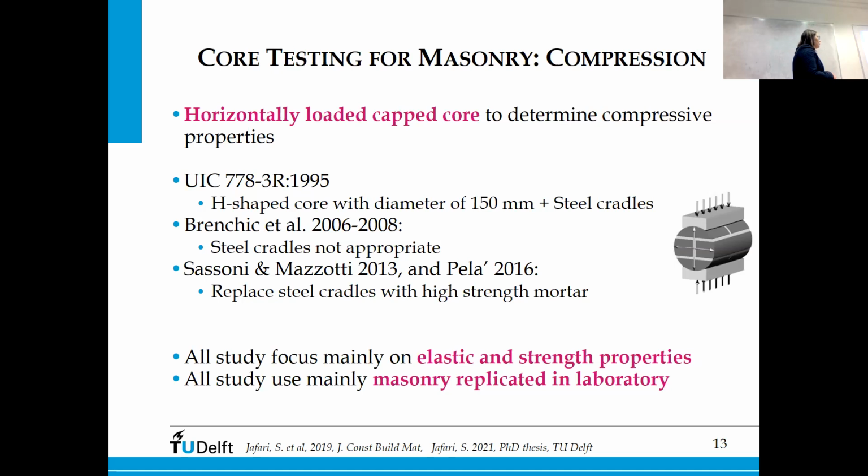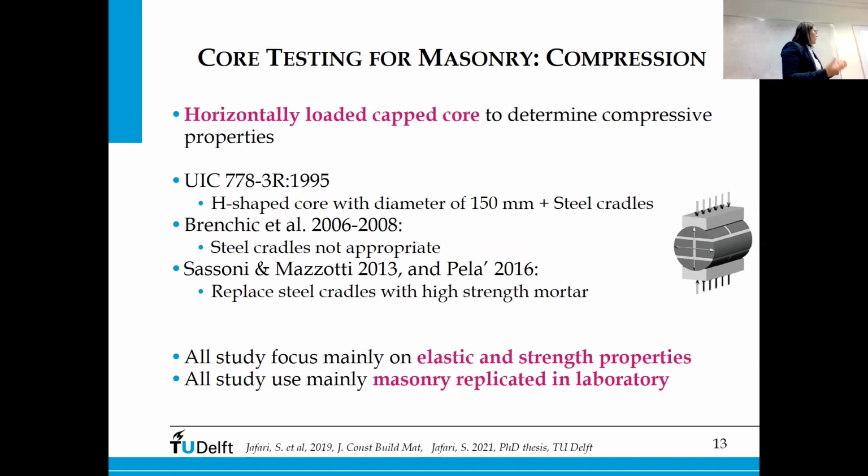And then we tried to do two types of tests. The first one was on compression. The difference when taking a core from masonry or from other material is that, for example, if you take it from concrete, then you simply put it vertically and you press it on the flat face, and then you can get compressive property. But with masonry, you have to keep the same direction in which you extracted it. So you also have to cap the core and apply some load so as to reproduce the response under compression.